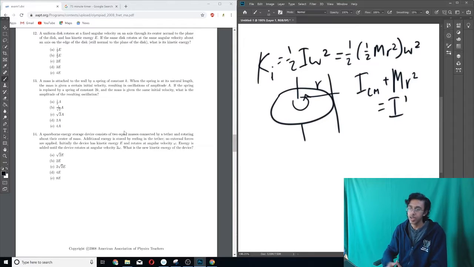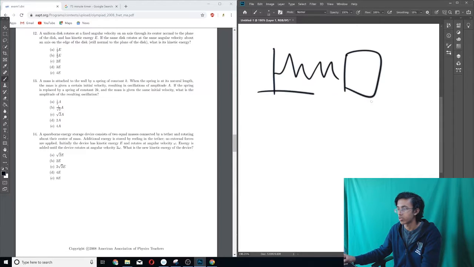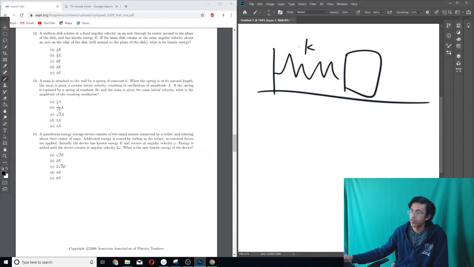Alright, number 13. A mass is attached to the wall by a spring of constant K. When the spring is at its natural length, the mass is given a certain initial velocity, resulting in oscillations of amplitude A. The spring is then replaced by a spring of constant 2K, and the mass is given the same initial velocity. What is the amplitude of the resulting oscillation? So basically we have a spring and a mass on the ground, with K over here, and the initial amplitude is A. It's asking, if this was 2K, how far would the amplitude be?